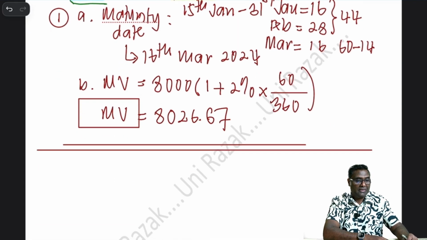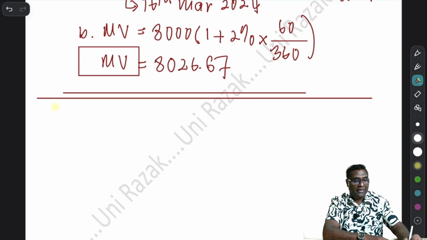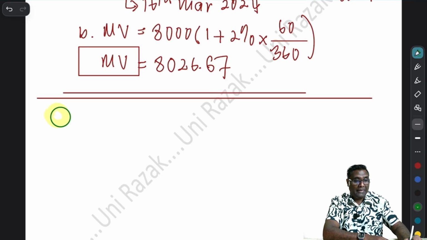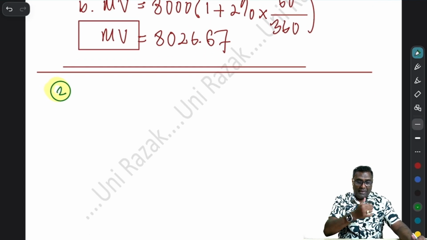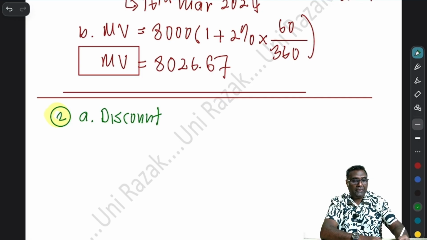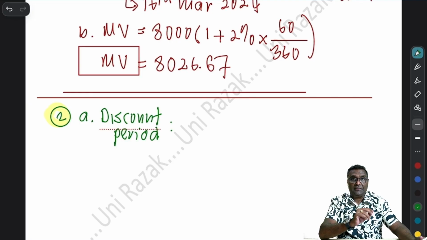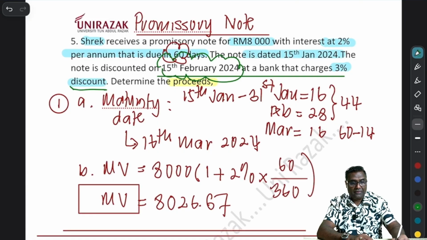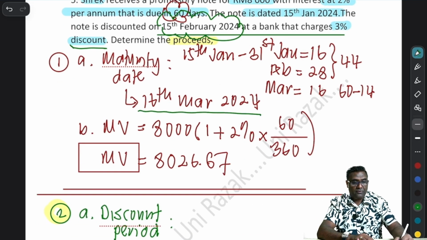Now we're going to go to the next part. What are we going to do? We're going to find out how much money he will receive at the end. Let's say you go to the bank on the 15th of February. I'm going to calculate this based on two things. First, I'm going to calculate what we call the discount period, so that I'm able to get how much interest is going to be charged by the bank. He went to the bank on 15th February, and the maturity date is 16th of March.